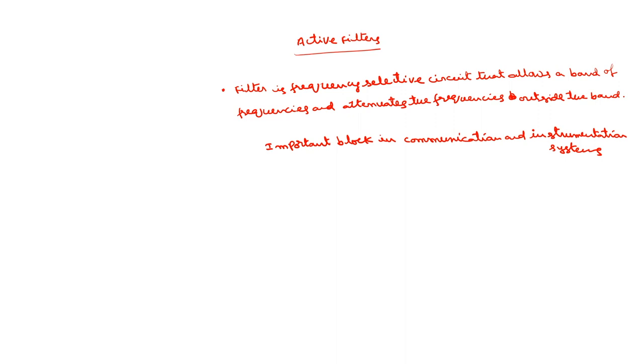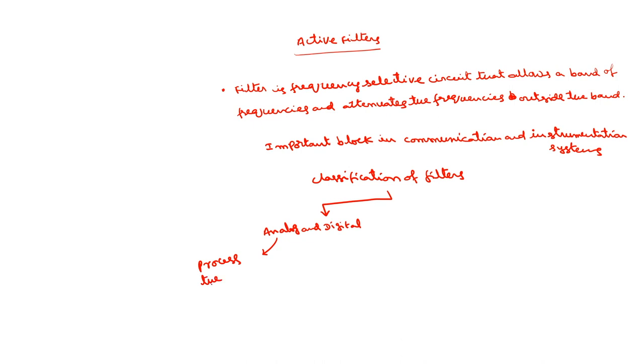So, basically we can classify the filters in three ways. Analog and digital filters, depending upon the type of signal that we are going to process. It is called either analog filter or digital filter. Analog filter, as the name implies, processes the analog signals. Digital filter processes digital signals or discrete time signals. So, in this course, we will mostly discuss about the analog filter design.